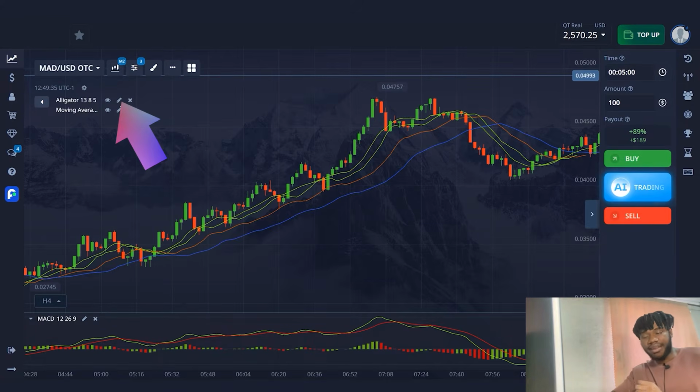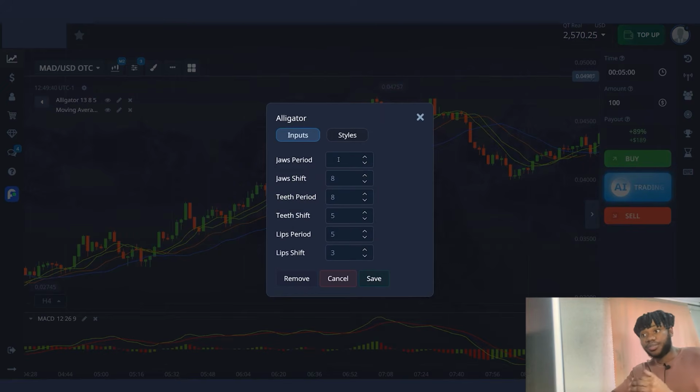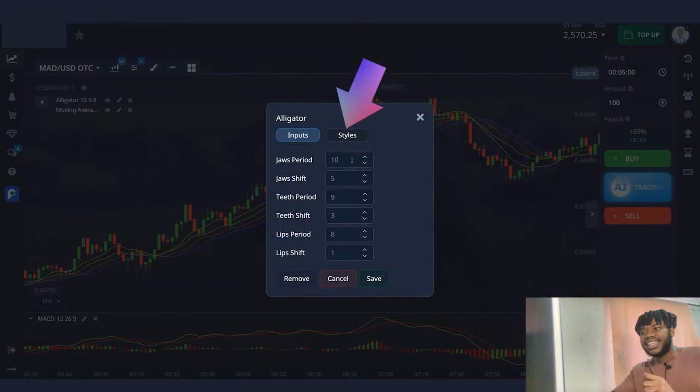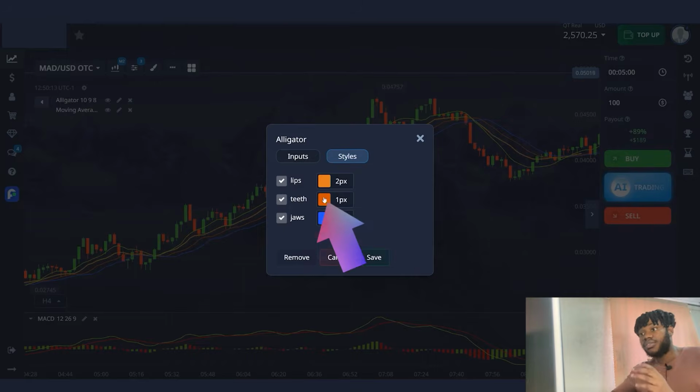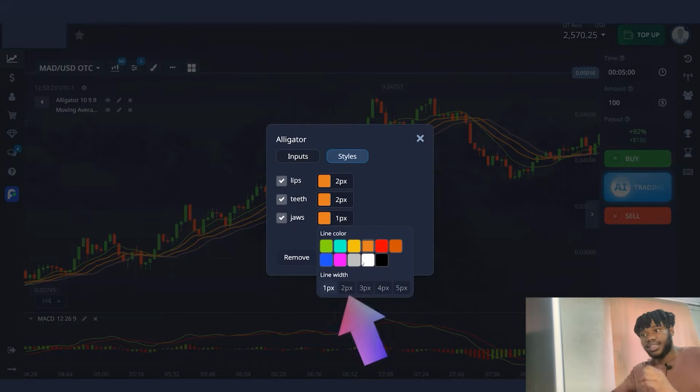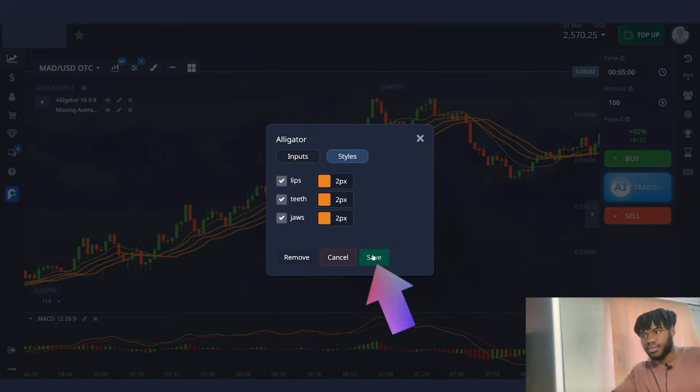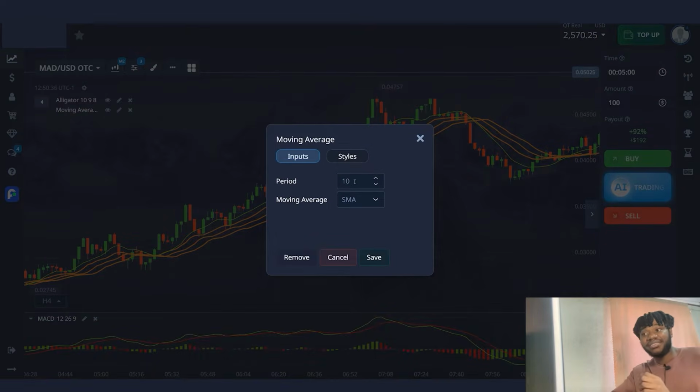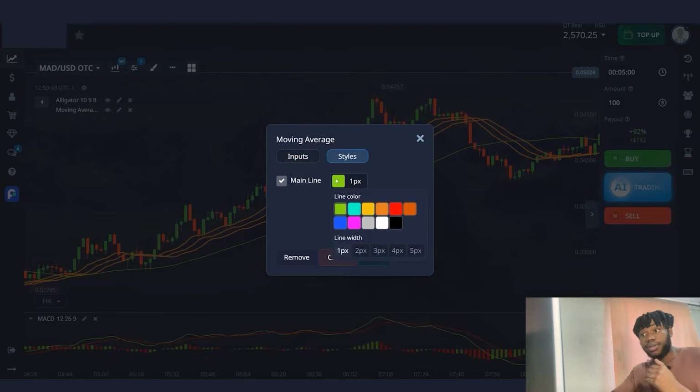Now let's configure them. For the alligator indicator, the jaws period will be 10, jaws shift 5, teeth period 9, teeth shift 3, lips period 8, lips shift 1. Check that you have the same settings. Now, in the indicator style settings, I will make the color of all 3 lines orange and increase their thickness. I'm going to increase the moving average line period to 50 and leave the type as SMA. The indicator line color will be blue and I will increase its thickness.